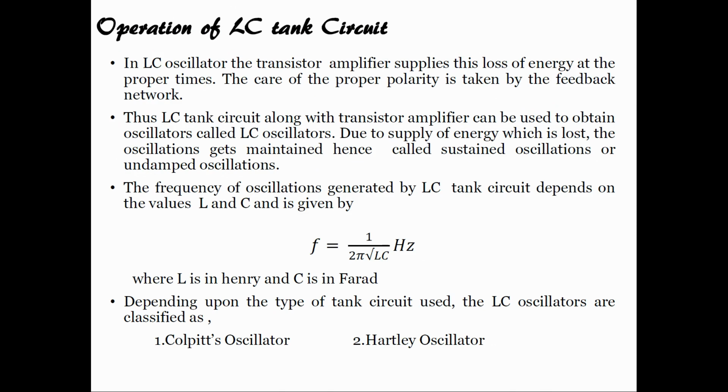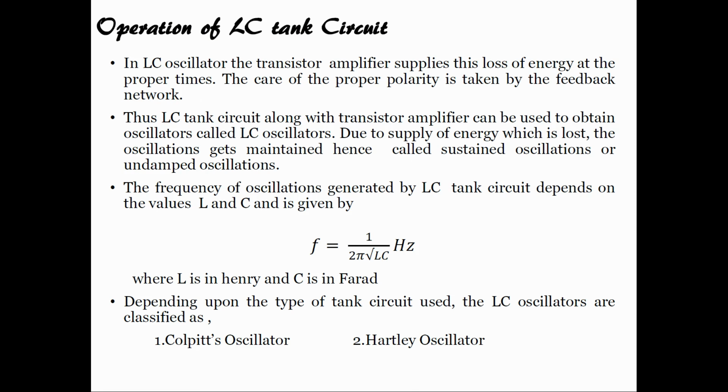If I have a transistor amplifier, then the energy that is lost during the charging and discharging of the inductor and capacitor can be compensated using the transistor amplifier. The LC circuit along with a transistor amplifier can be used to obtain oscillators called LC oscillators. Due to the supply of energy which is lost, the oscillation gets maintained and hence is called sustained oscillation or undamped oscillation.